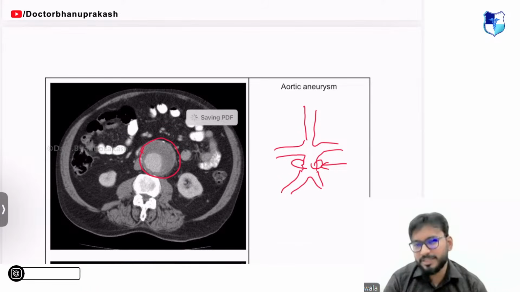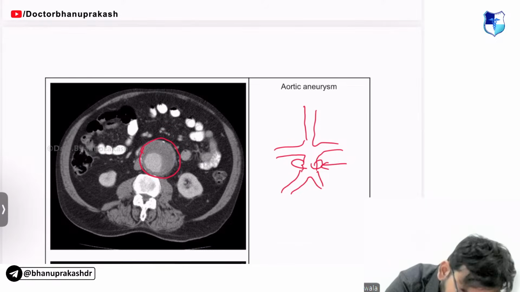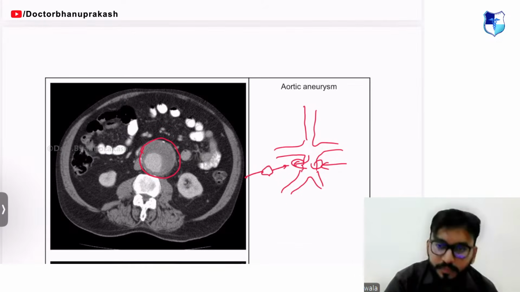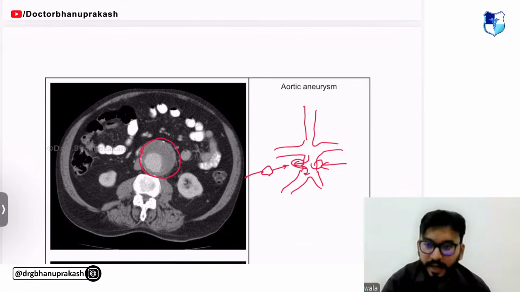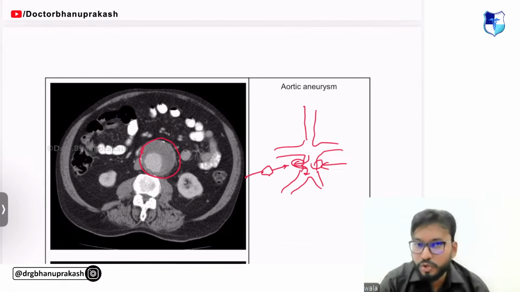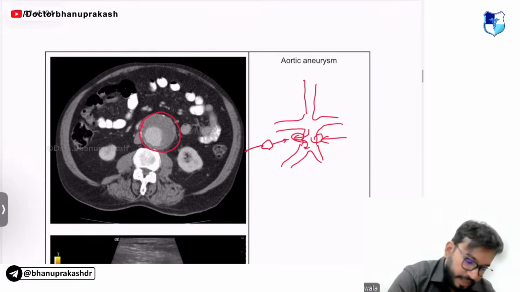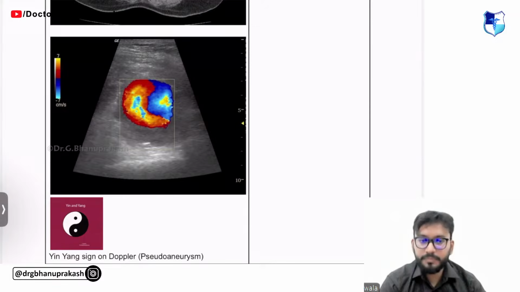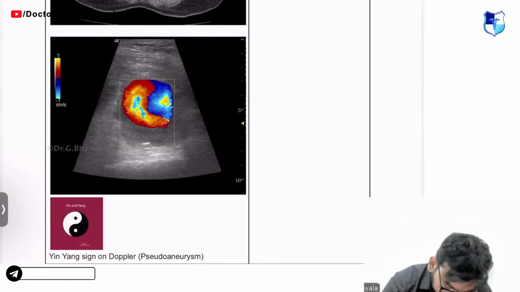Not all layers bulge. This is known as your pseudoaneurysm. So, why is this important? Because if I keep a USG probe here, a Doppler probe here, sometimes the blood comes towards me and I get one color signal, say red, but then the blood goes away from me and I get another color signal, say blue. So blood is coming and going, like a circle, and this is what I get. This is known as the yin and yang sign on Doppler in pseudoaneurysm.